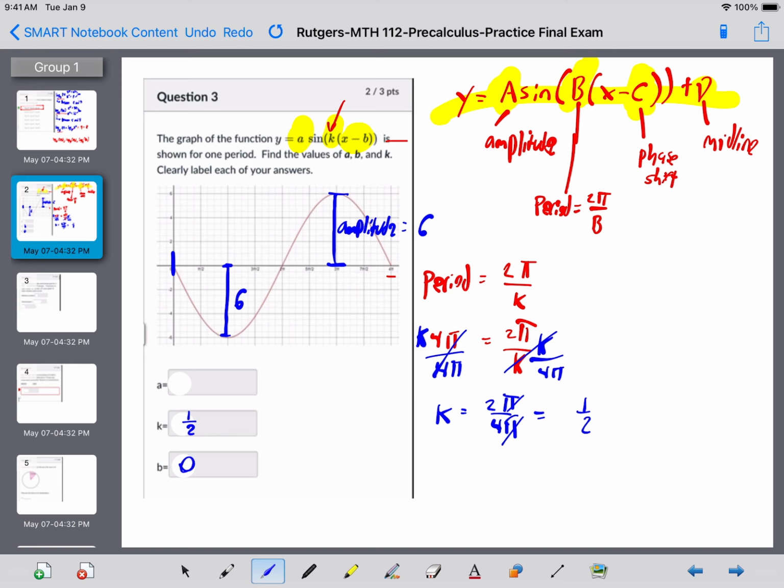But something to be careful of is we also have to consider the trend of the graph. Sine typically starts at the midline, goes around, and comes back, right? Going up. So that would be a positive sine function. But this one reflects over the x-axis. So it starts at the midline, goes down and around. That would be negative sine x. So even though your amplitude is positive 6, your a, the leading coefficient, will be negative 6. Okay? So that's just something to be careful of.